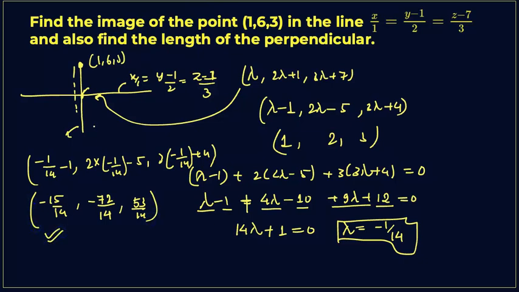Once you get the point, use the section formula and then you can find the image of this point. Once you find the image of this point, use the distance formula, and you can find the length of the perpendicular. If I want to find the length of the perpendicular, what we have to do, we have to divide the value.